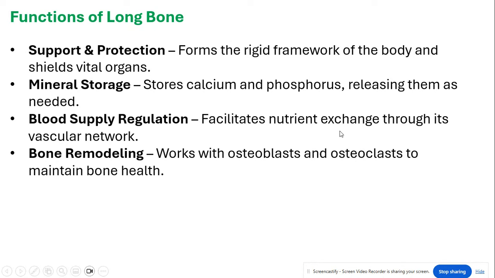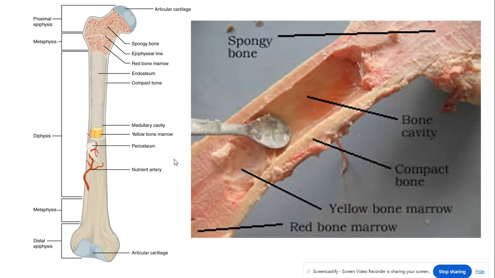Blood supply, for regular nutrient exchange through its vascular network. Yes, bones have vascularization too. They have arteries, they have nerves, and they require a drainage system. Bone remodeling works with osteoblasts and osteoclasts to maintain bone health. For building, osteoblasts are important, and for cutting, resorption, osteoclasts are important. We have other cells called osteoprogenitor cells, and we'll learn about them soon.